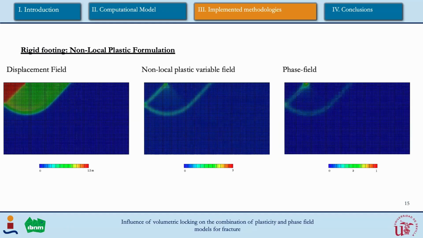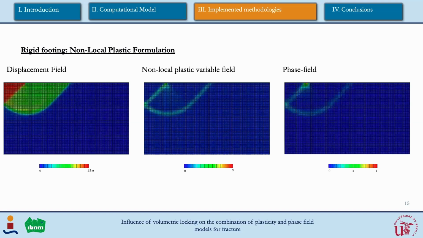And as for the non-local plasticity model, we have three solutions. We have the displacement field, the non-local plastic variable field, and the phase field. As for the displacement field, we can see that it correctly reproduces the yield surface. We can see the different bodies that are formed during the collapse mechanism. And as for the non-local plastic variable field and the phase field, we can see that it goes really well to the qualitative solution of the Brinch-Hansen theory.